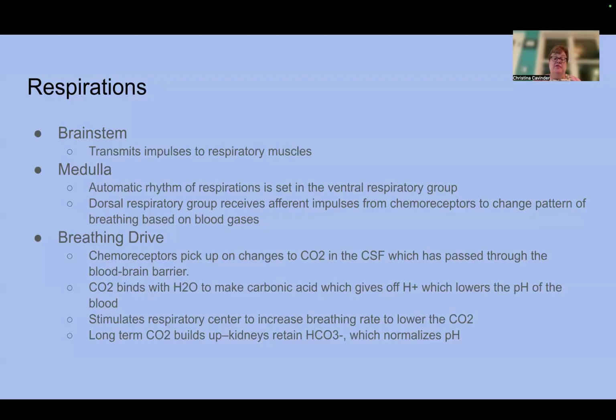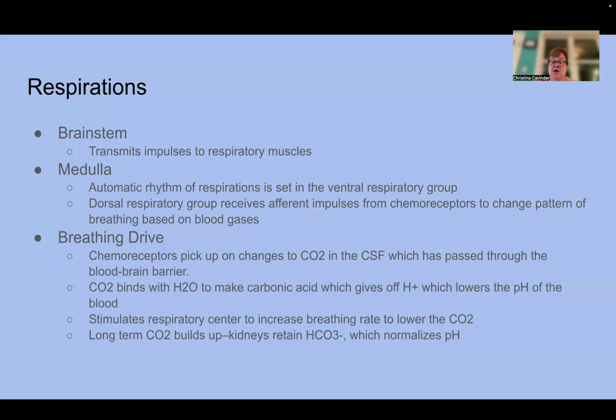So your breathing drive, you have chemoreceptors and they pick up the change of carbon dioxide in the CSF fluid that passes through the blood-brain barrier. So then the CO2 binds with water to make carbonic acid, and that gives off your hydrogen ion, and that lowers the pH of the blood. This stimulates the respiratory center to increase the breathing rate because the CO2 is too high. You have all this carbonic acid, so you have a high hydrogen ion. So you want to lower the amount of CO2. So that stimulates your breathing center, so you breathe faster and deeper.